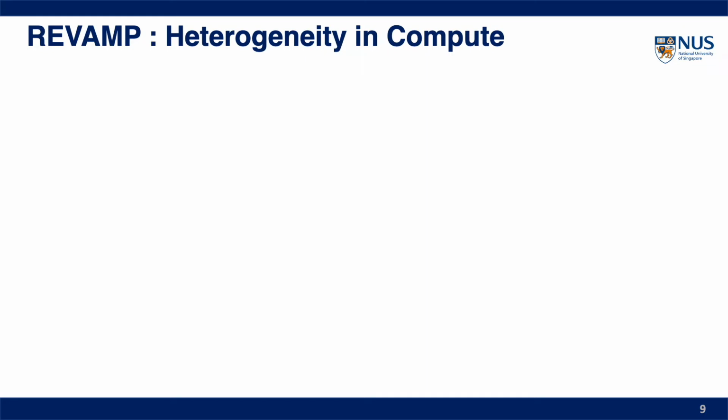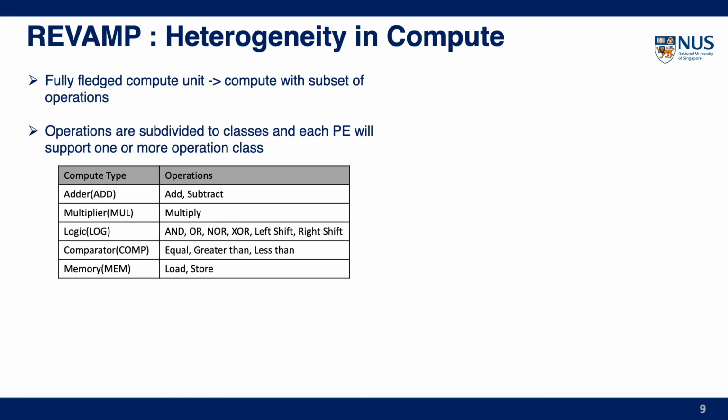Next, I'll go through the individual microarchitectural optimizations that we propose. The first element is compute. In a homogeneous CGRA, we have fully fledged ALUs in each PE with uniform compute capabilities. Those will be converted to more diverse compute units supporting only a subset of operations in a heterogeneous compute environment. We first categorize all the operations supported by the homogeneous CGRA into subclasses, where each PE will support one or more operation classes in a heterogeneous setup.